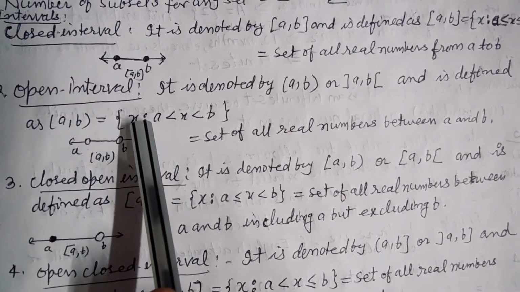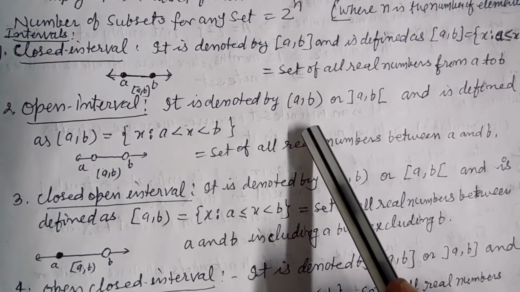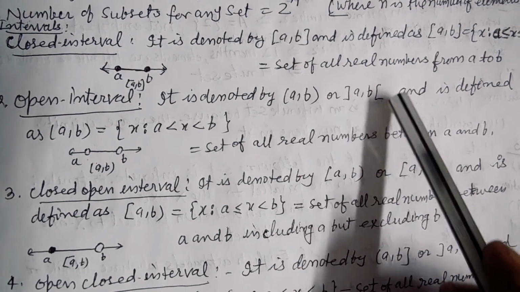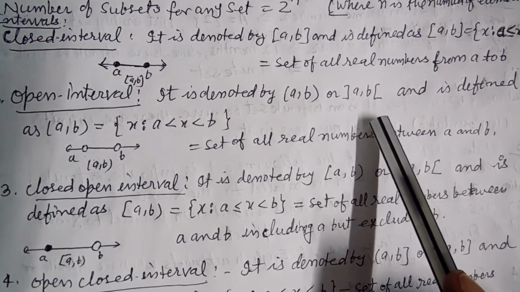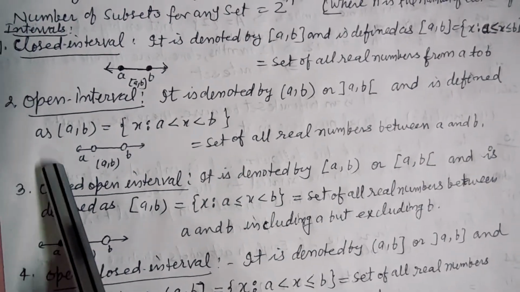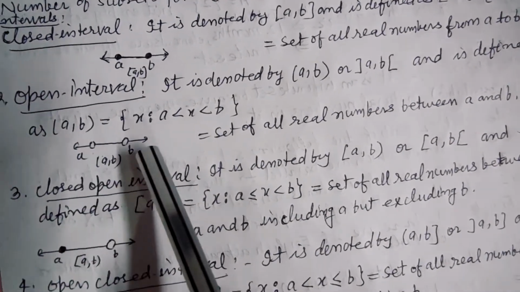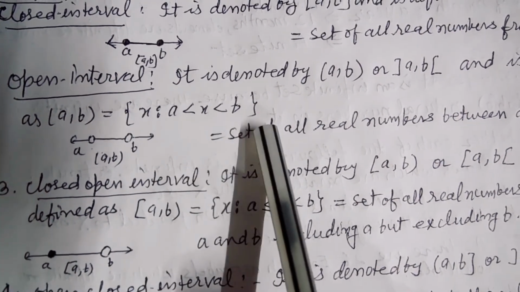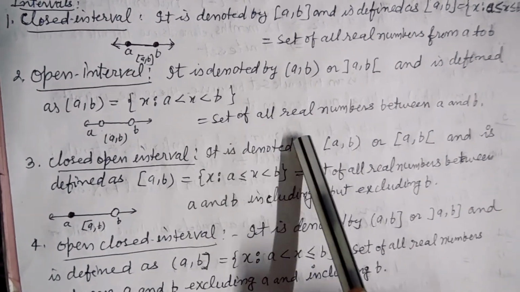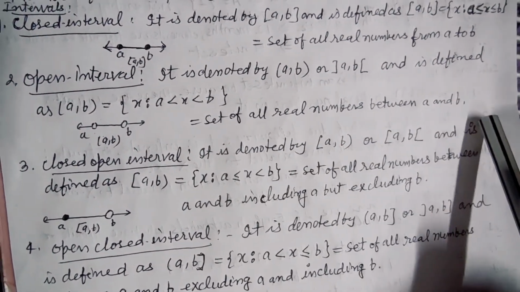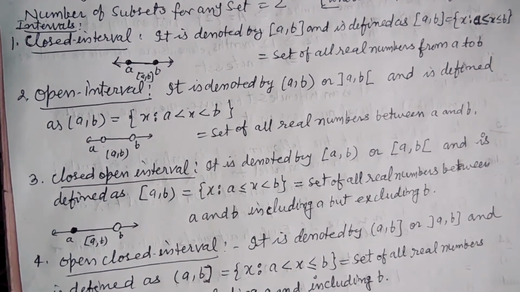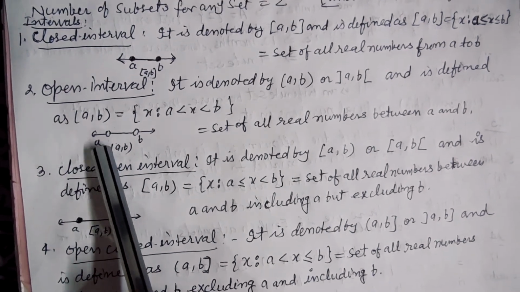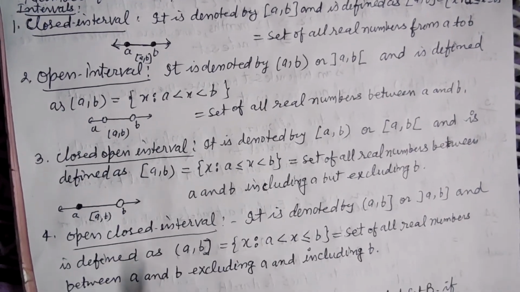Now second, open interval. It is denoted by (a, b) in small brackets, see here, and is defined as (a, b) = {x such that x is greater than a and less than b}. This is equal to the set of real numbers between a and b. Here a and b are not included. Clear? See the diagram, drawn with open circles, not dark circles, at a and b.